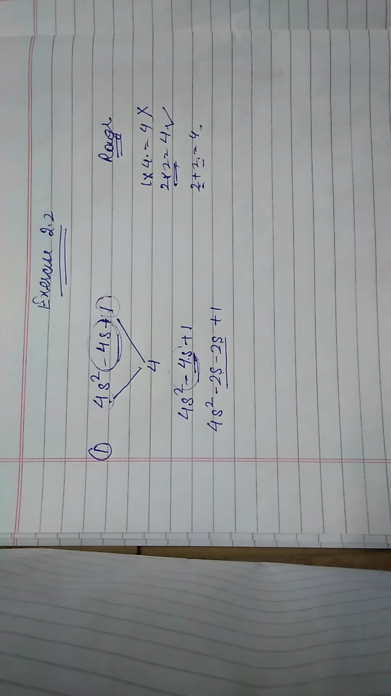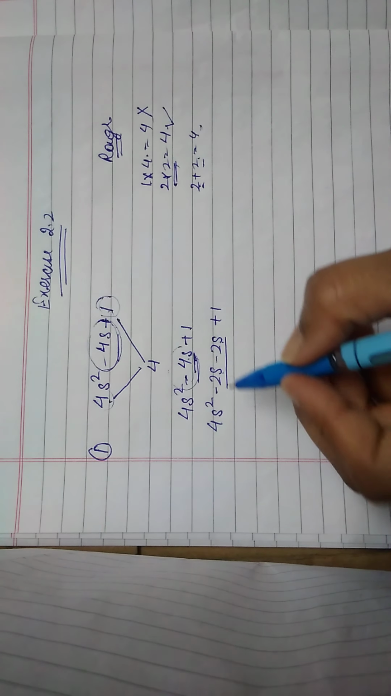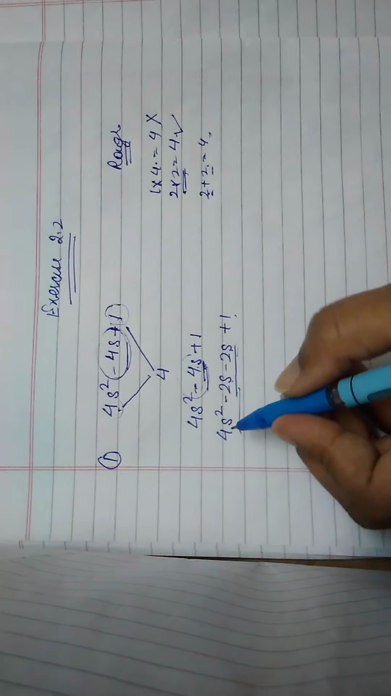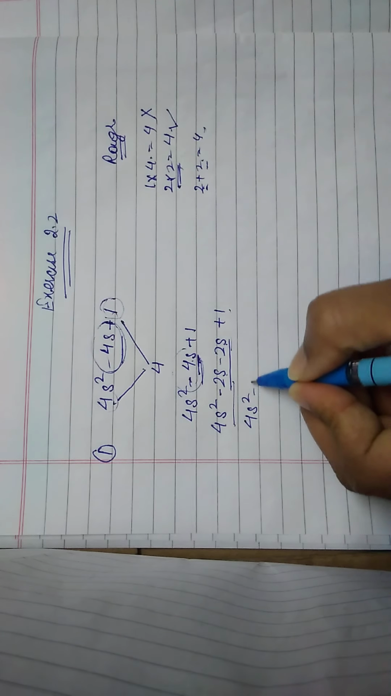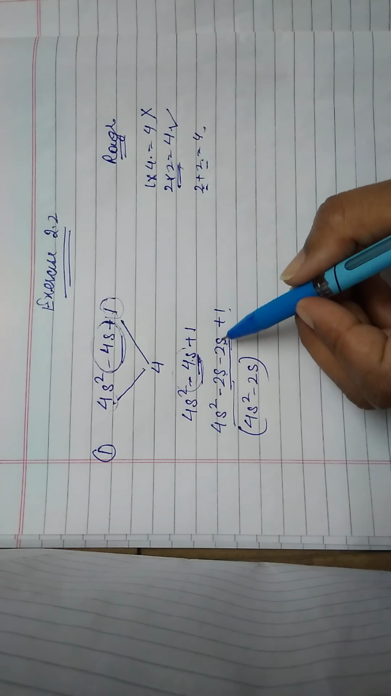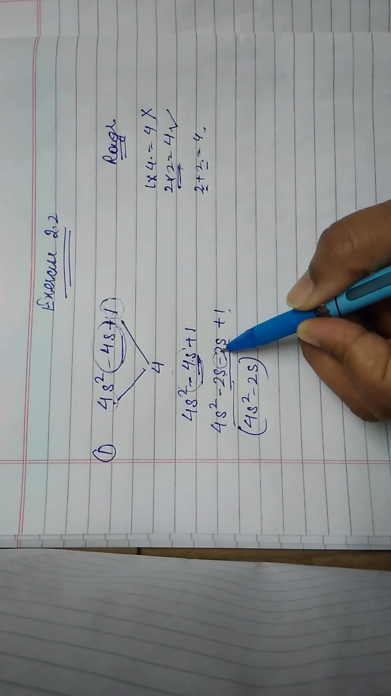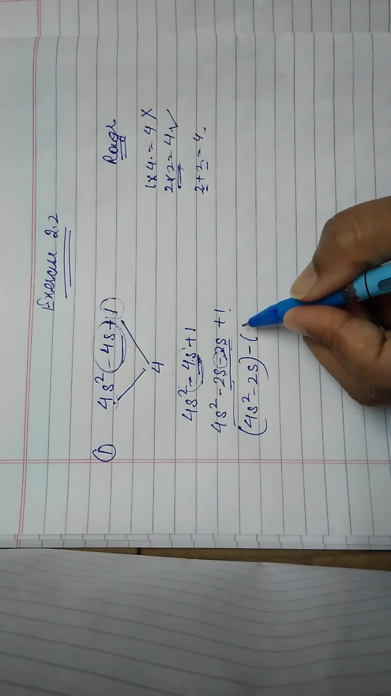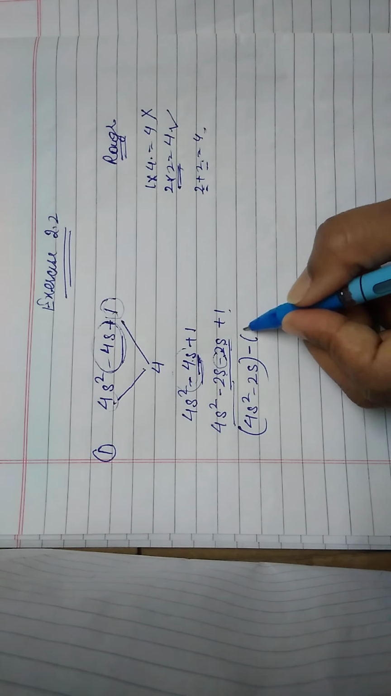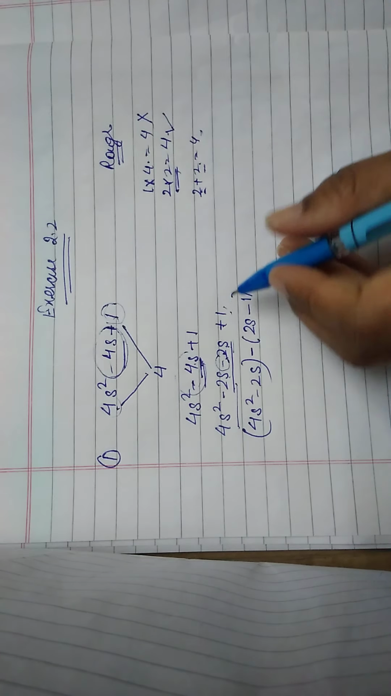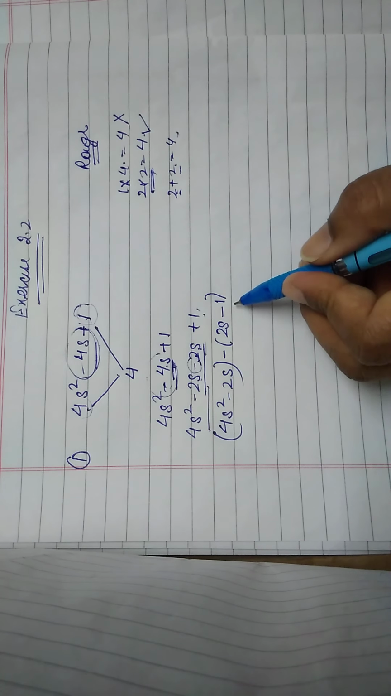Now after that, making the pair of first two terms and last two terms. First two terms are 4s square minus 2s. Second, please mind it, here is a minus. When there is a sign of minus, take minus as common, and don't forget to change all the signs of internal terms. Here internal is minus 2s, then it becomes positive 2s, and plus 1 becomes minus 1. This is a very important step.